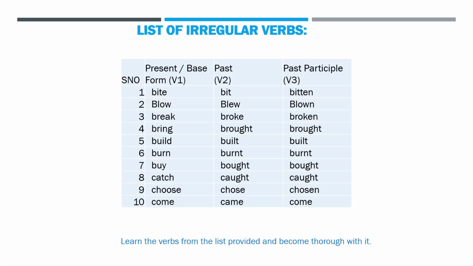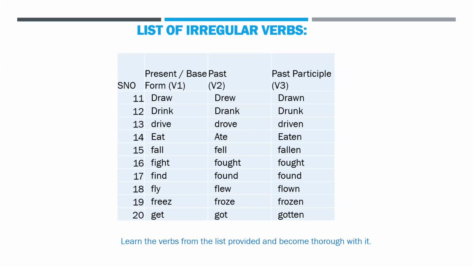Then the next one, come. Come, the V2 is came, but again V3 is come. Okay, so don't get confused, learn it. Come, came, come. Then the next one, draw, drew, V3 is drawn. Drink, drank, drunk. Drive, drove, driven. Eat, ate, ATE. If you don't write ATE, it becomes AT, that is a preposition, whereas ATE is the verb. And then the V3 is eaten.